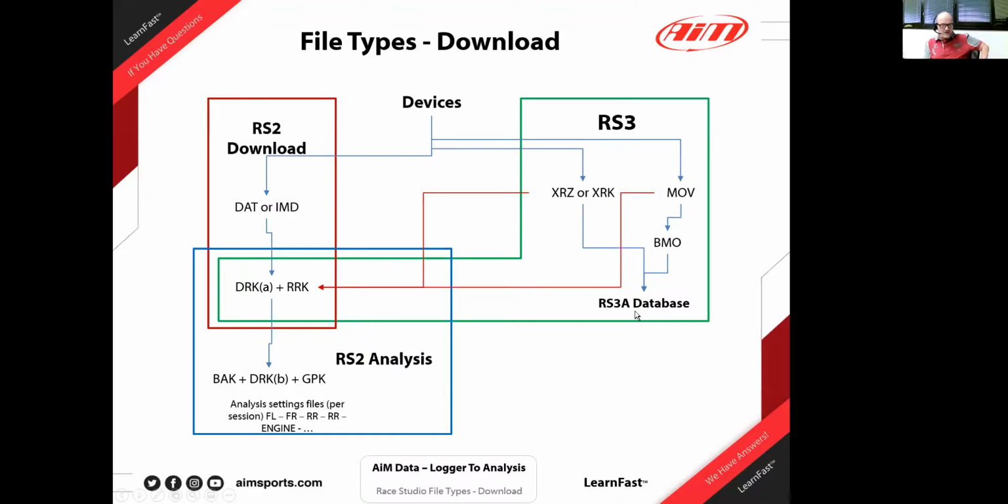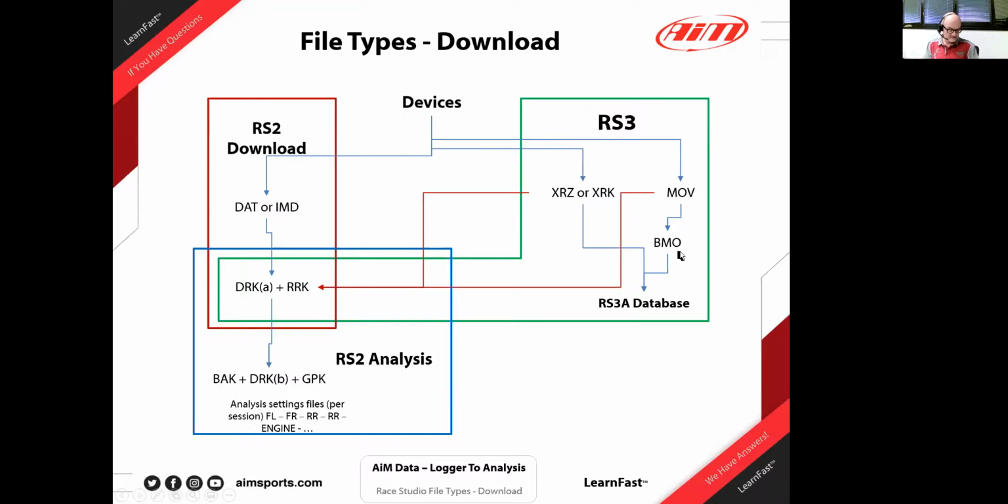On the local PC, when in RS3 beta you want to download also for RS2 analysis, the software is creating a DRK and an RRK file to be compatible with the previous generation software and to be compatible with the RS2 analysis. While managing MOV files, we are creating also a small file named BMO.